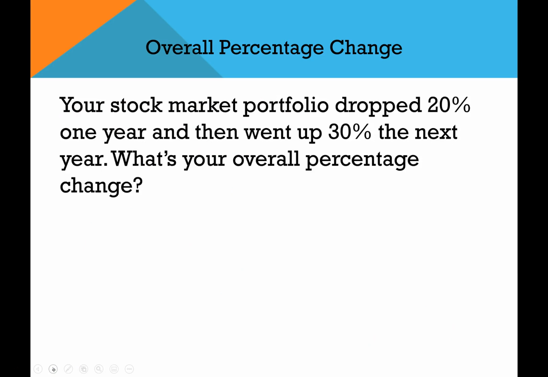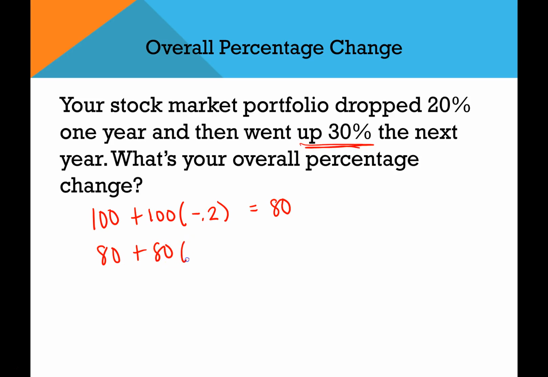All right, let's talk about dropping and then going back up. So a stock market portfolio dropped 20% one year and then went up 30% the next year. What's your overall percentage change? Again, let's start with 100. We're dropping negative 0.2, that's 20%. That's going to give us $80. Now we're going to take this $80 and now we're going to go up 30%. Okay, this one I do have to do on my calculator. And I get 104.